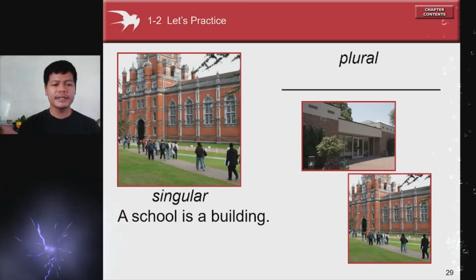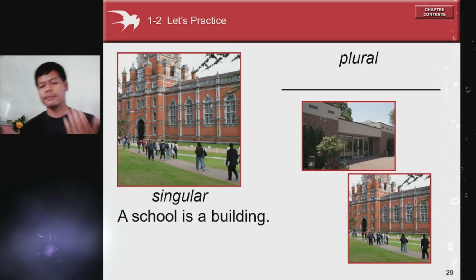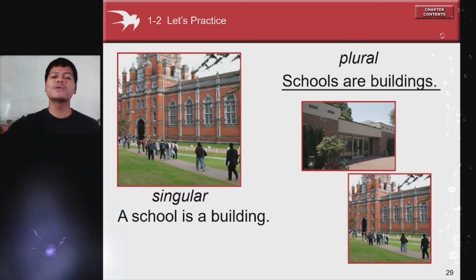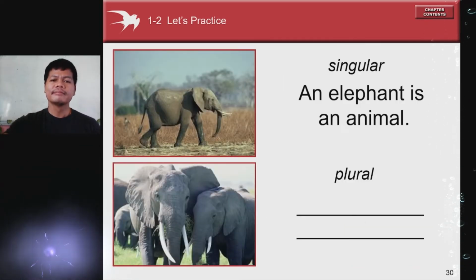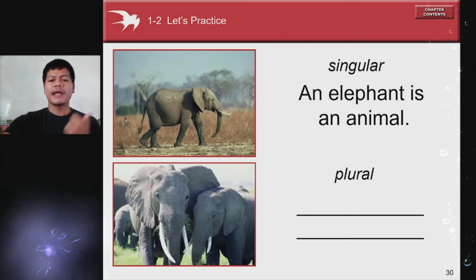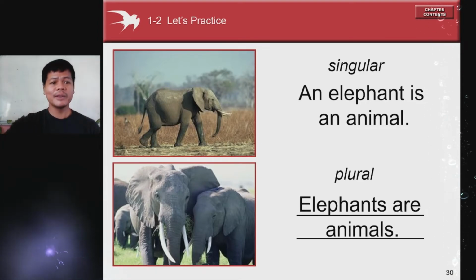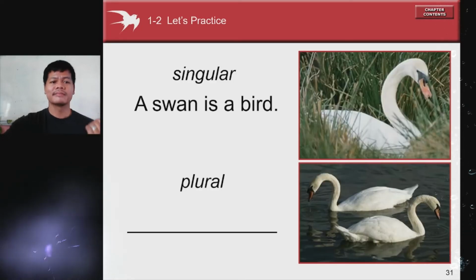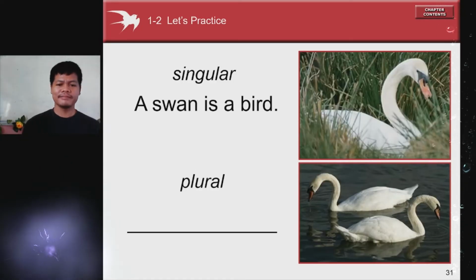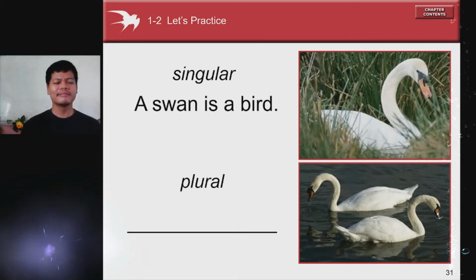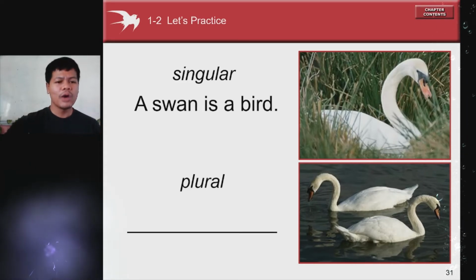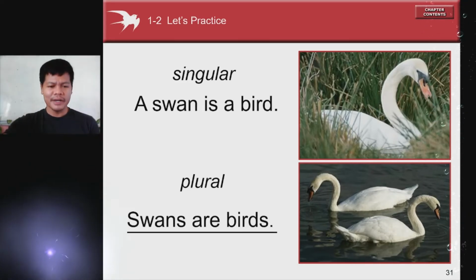Singular: A school is a building. A school is a building. Plural: schools are buildings. Okay, very good. An elephant is an animal. Oh, more than one: elephants are animals. Okay, can you get? Can you understand? A swan is a bird. Do you know swan? Change to plural. Can you? Swans are birds. Oh, very good.